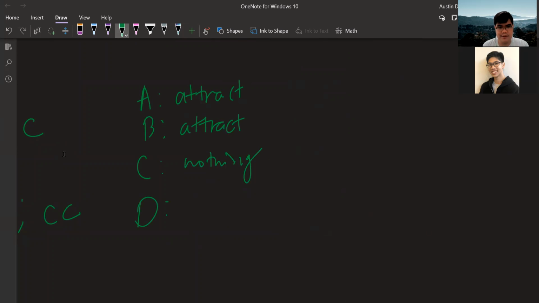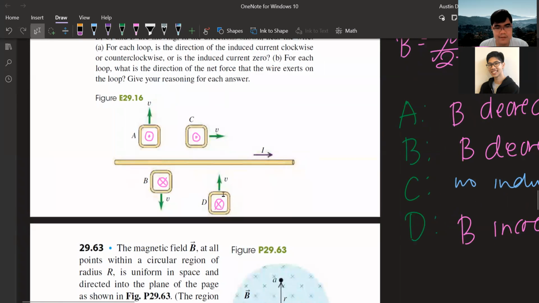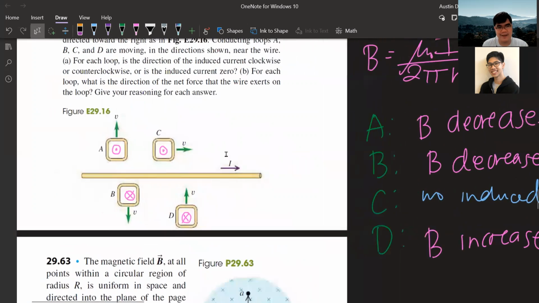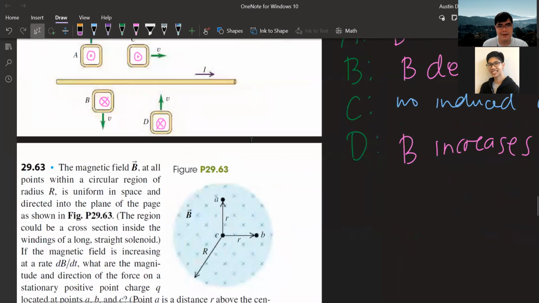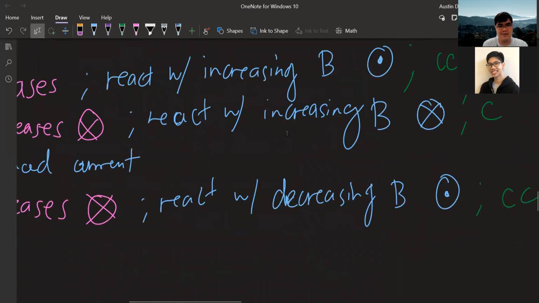D is repel. Okay, so si D kasi papalapit siya, di ba? So ayaw ng nature na may change tayo. So tutulak niya lang pabalik. Pero not satisfying yun. Not satisfying ng mga pag-solve of things. So gamitin natin yung mga result natin dito.